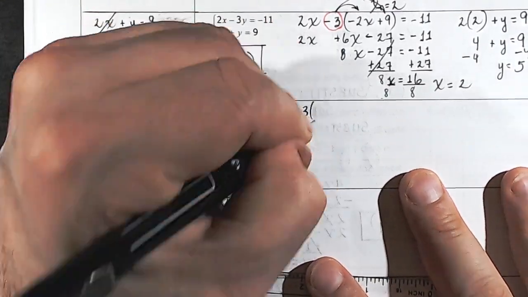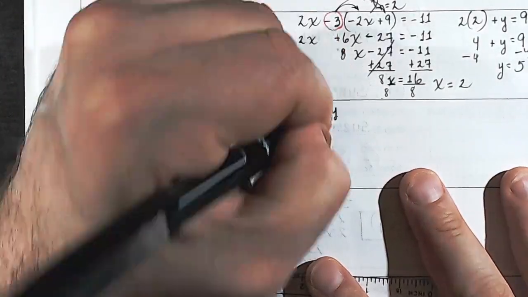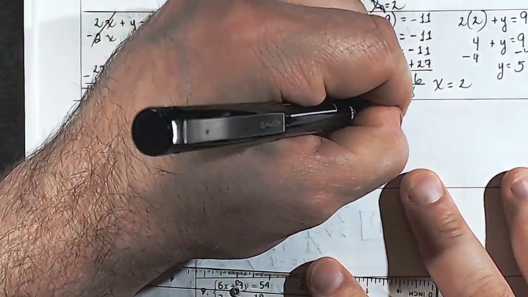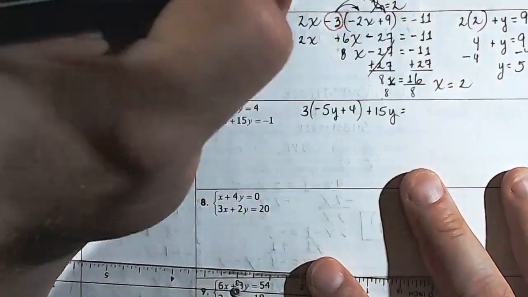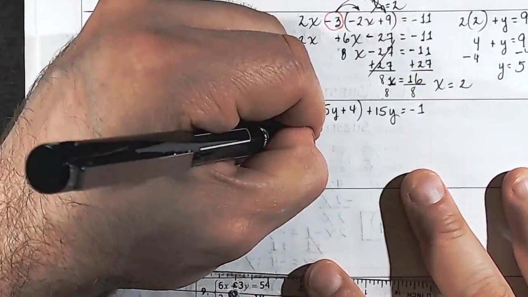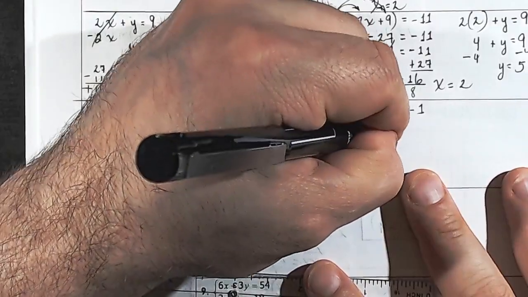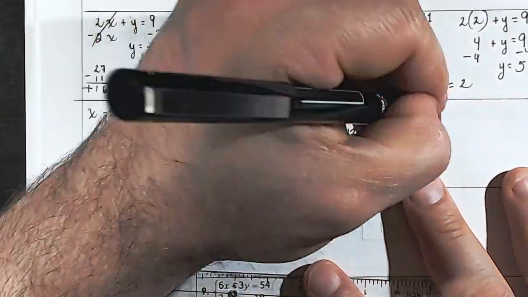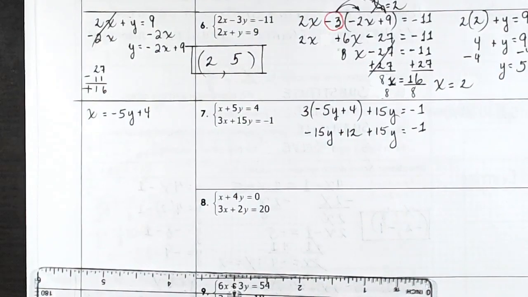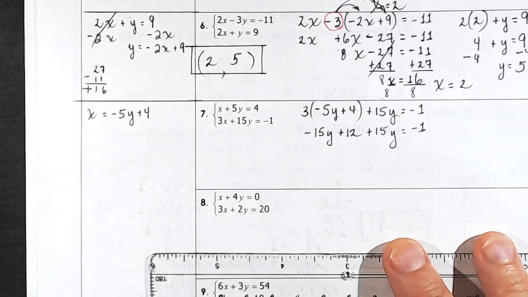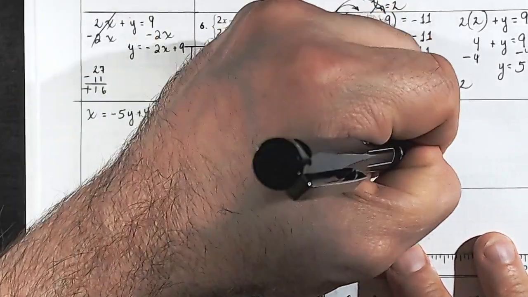So I'll write 3, open parentheses, negative 5y plus 4, close parentheses, plus 15y equals negative 1. That gives me negative 15y plus 12 plus 15y equals negative 1. Yeah, this is good that we're doing this because we're going to get something that doesn't make sense here in a moment. So watch what happens now. I have negative 15y plus 15y. Those cancel out, leaving 12 equals negative 1.